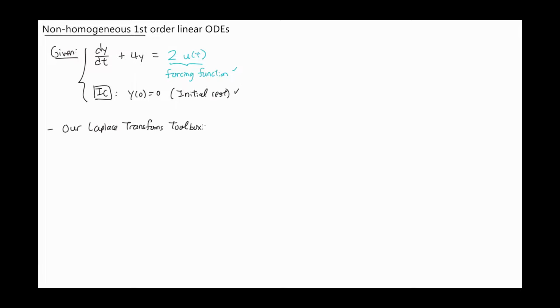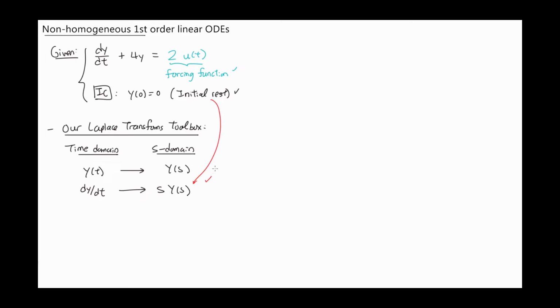Cool. So let's gather our Laplace transform toolbox, where we have the time domain and an S domain. Given y(t), the Laplace transform is Y(s). If you differentiate in the time domain, you're going to have an s multiplication in the s domain, and there's no other term because we have initial rest. Now a step function transforms into 1 over s, whereas an exponentially decreasing step function transforms into an s shift in the s domain.